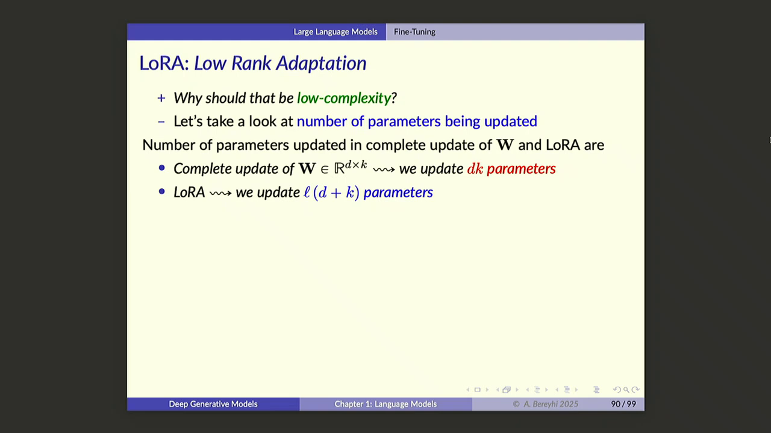Just think of D and K to be in the order of thousands, and L to be in the order of, I don't know, less than 10. Then you can see how much different they are going to get, right? So this one is in the order of million, whereas it remains in the order of thousand, right? So you're going to have significantly fewer parameters.